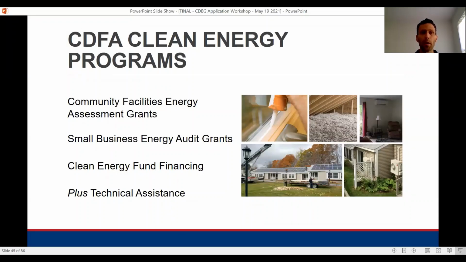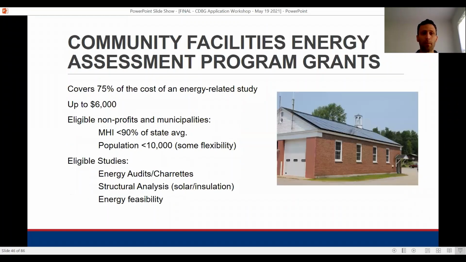So one program I wanted to mention up front is that eligible municipalities and nonprofit organizations can apply for grants covering 75% of the cost of an energy-related study, whether an energy audit, an energy design charrette, a solar feasibility study, or a structural analysis. Grantees can then apply to USDA's Community Facilities Direct Loan and Grant Program, as well as other funding sources from CDFA and elsewhere for implementation grants.